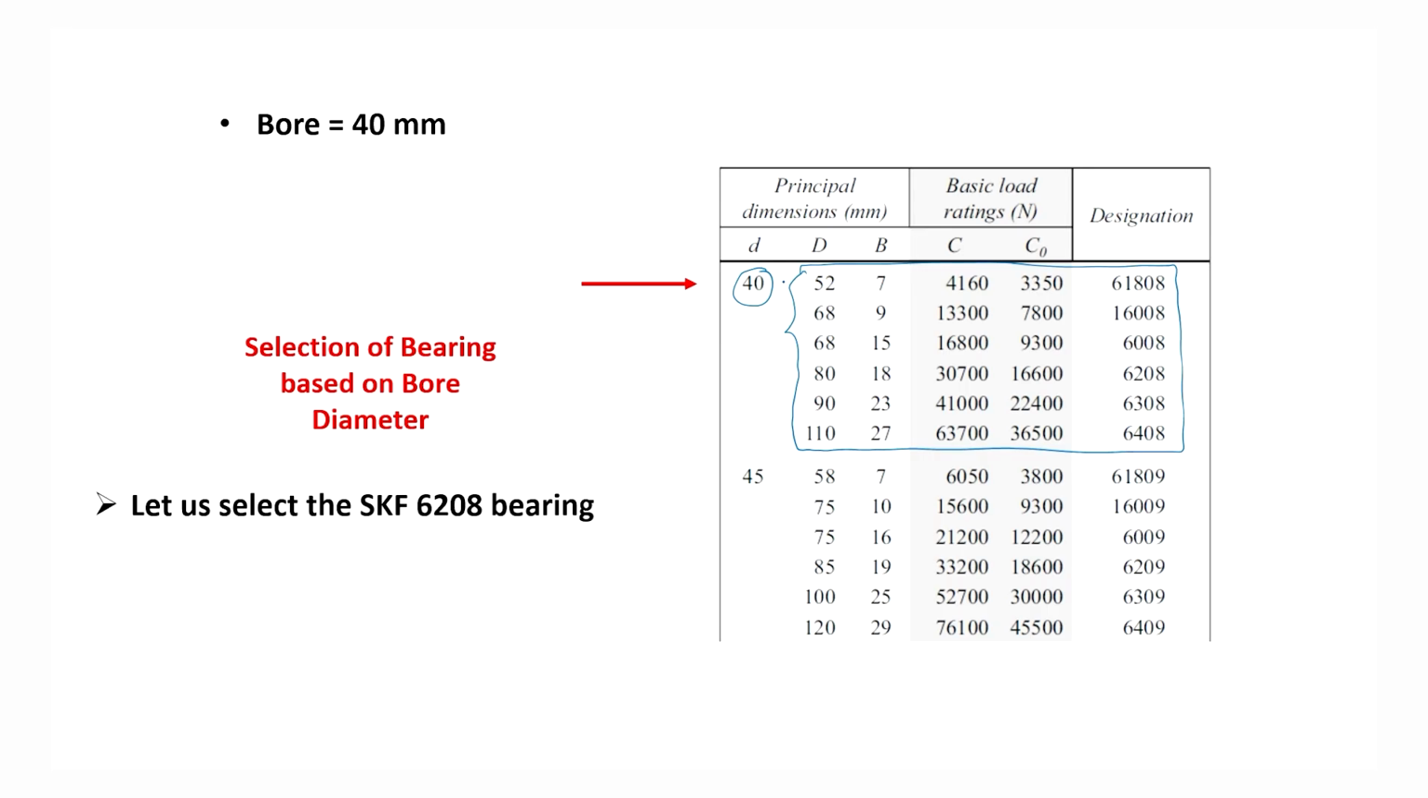So, if we select any one of these, for example 6208, then the small d of the bearing will be 40, capital D outside will be 80 mm, and the width B is 18 mm, and we will study what these two are. So, let us select SKF 6208. This bearing is selected. You may select any of the available bearings for the bore 40.